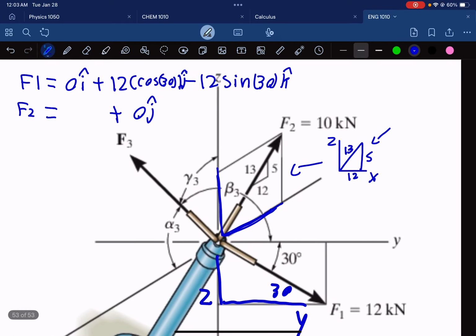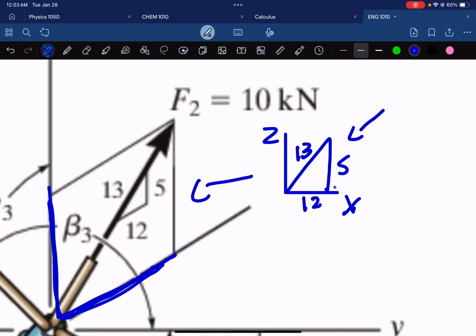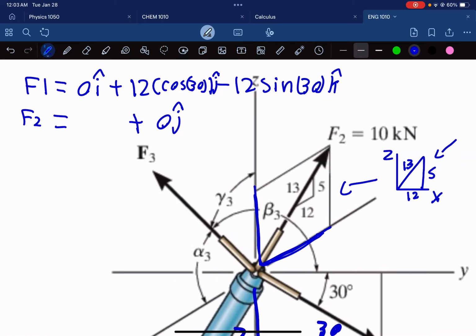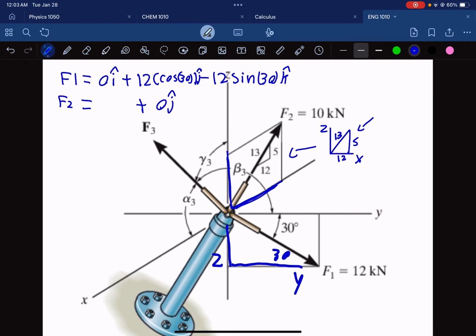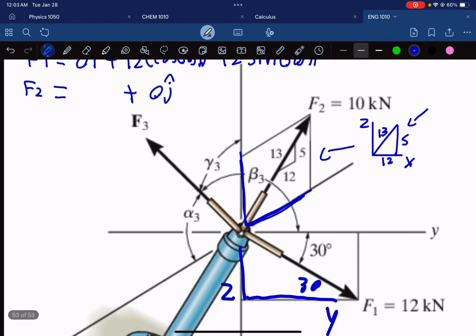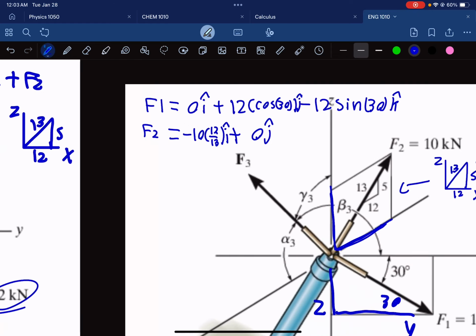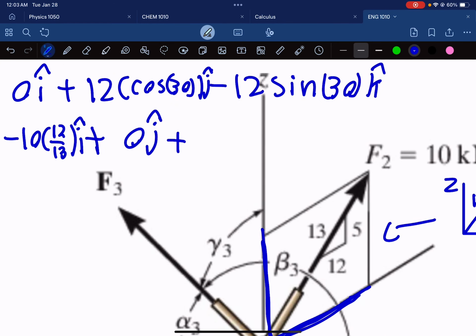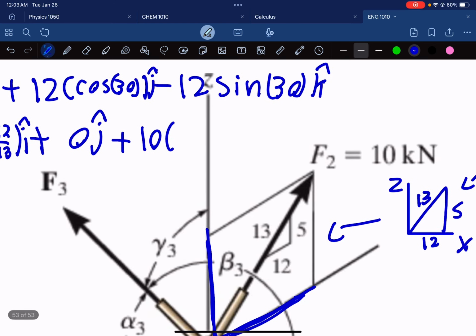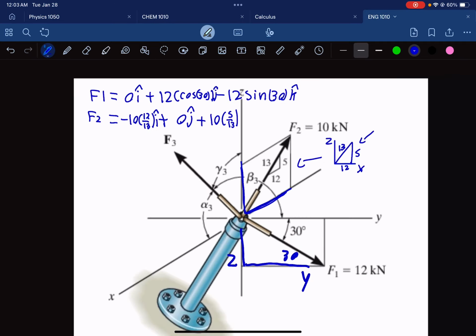And now we just solve them. So obviously, we're trying to find x, so we go 12 over 13. This is where our magnitude is. This is what we're trying to find. And that is going in the negative x direction. Keep that in mind. So it will be negative 10 and 12 over 13. And the z is positive, so we add 10 and 5 over 13. Just like that. And F3 is yet to be found.